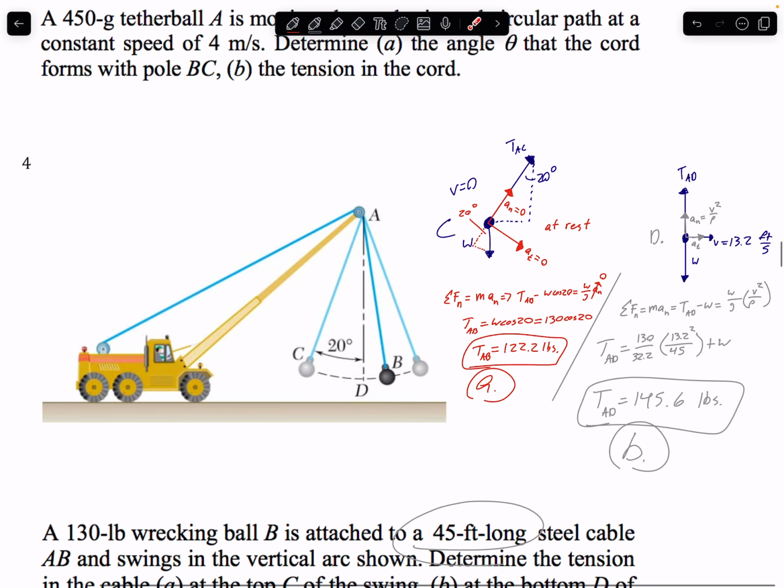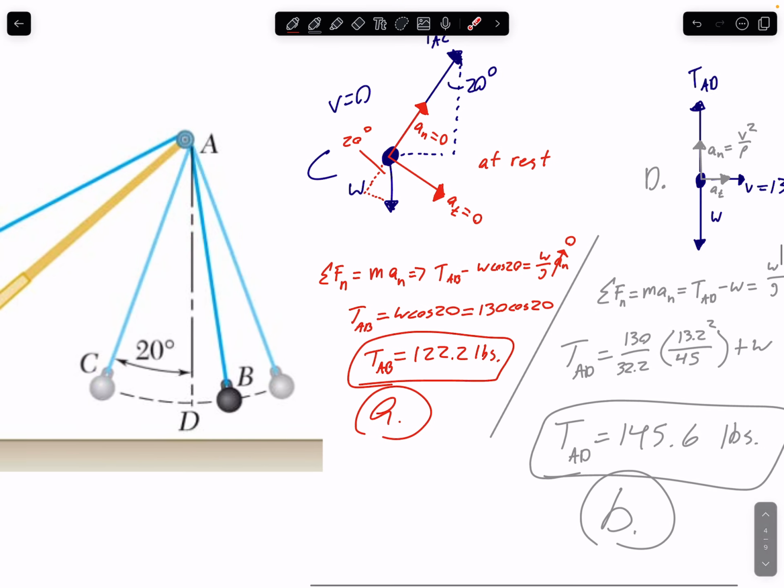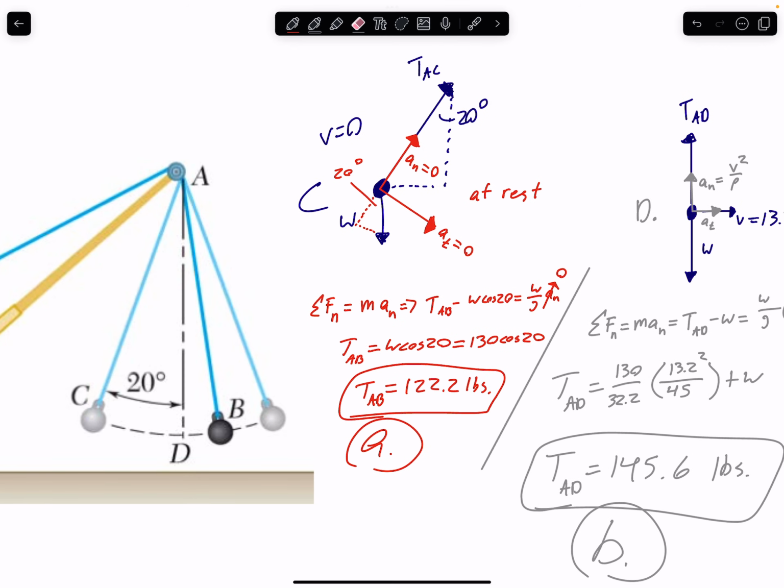right? Yeah, I guess that should be AC. Oops. I had it semi-right.